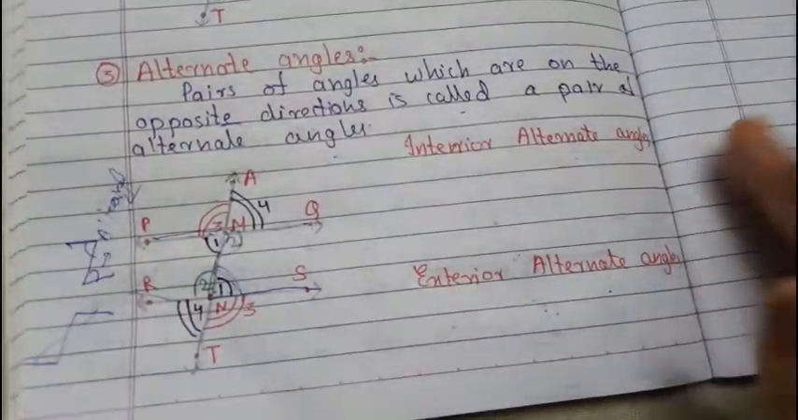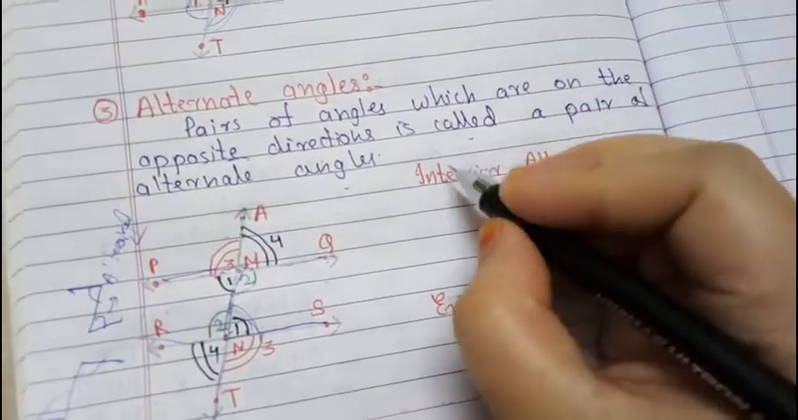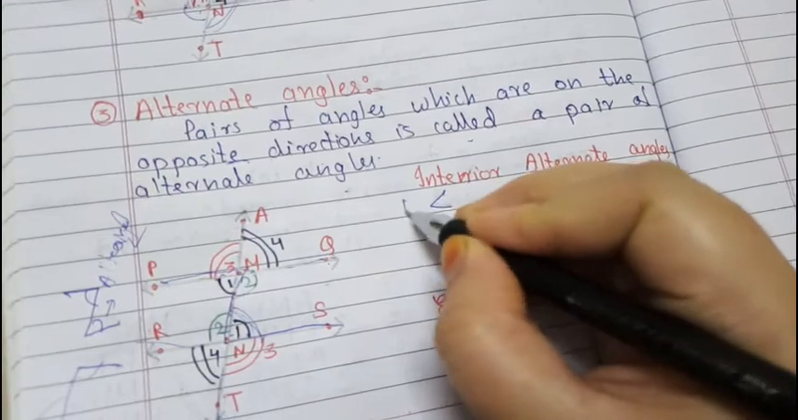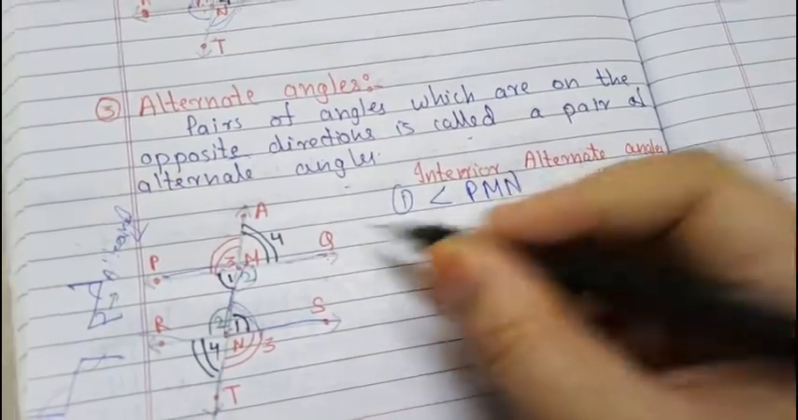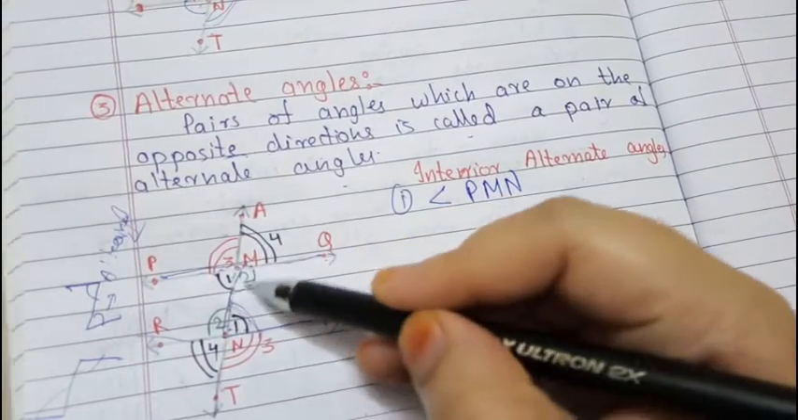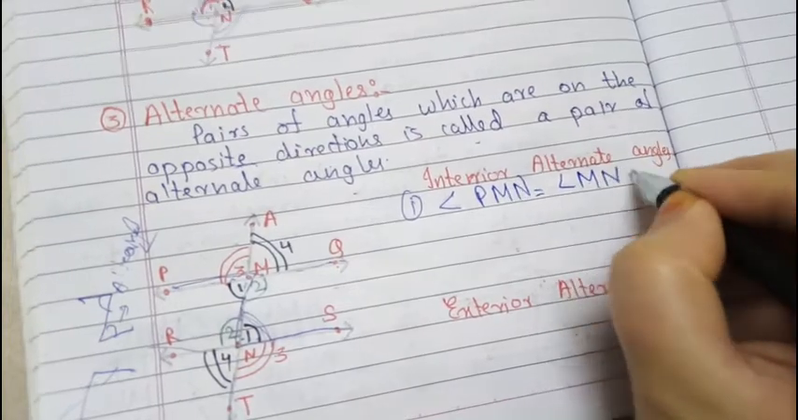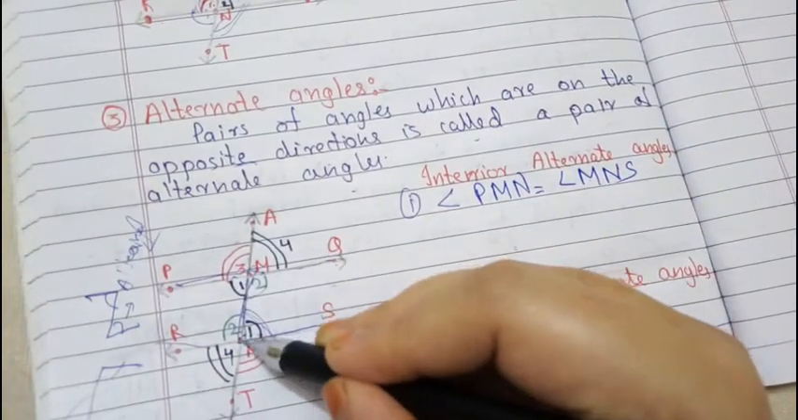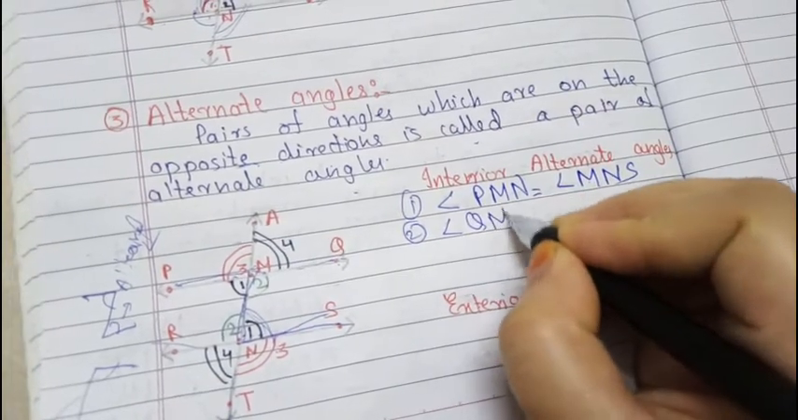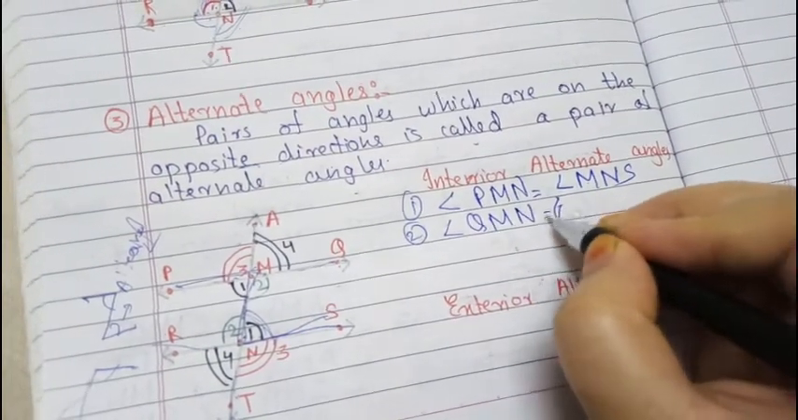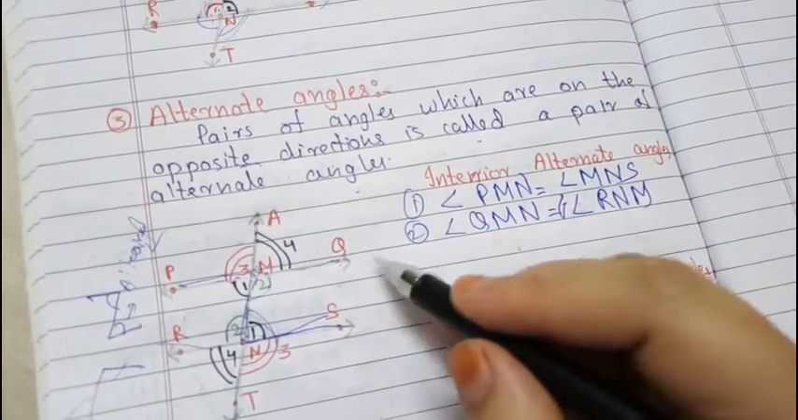Now let's write the interior alternate angles. The first pair of interior alternate angles is angle PMN, which will be congruent to or equal to angle MNS. Okay, like here, MNS. Next interior pair will be angle QMN equals to angle RNM. So these two pairs are interior.